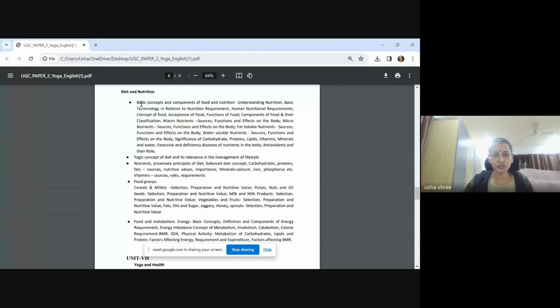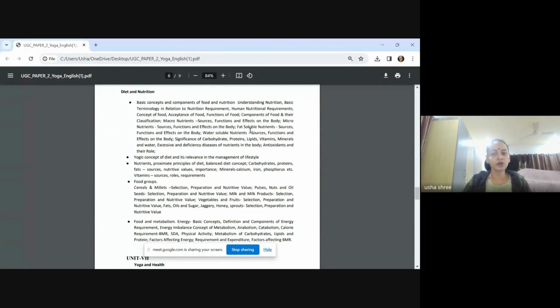Under diet and nutrition, you would have the basic concepts and components of food and nutrition. So understand the basics of nutrition, the terminologies that are used here, human nutritional requirements, the concept of food, acceptance of food, functions of food, components of food and their classification, what are micro and macronutrients, and then the source, function, and effects of these on the body.